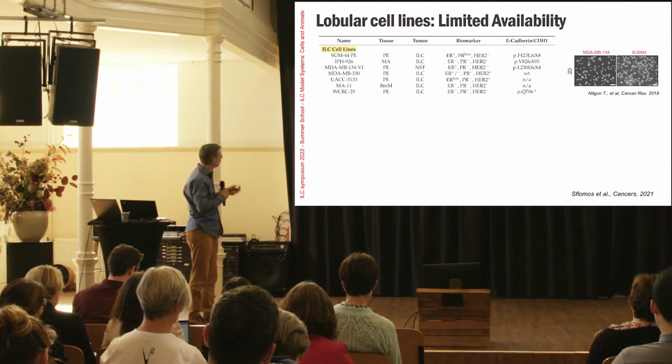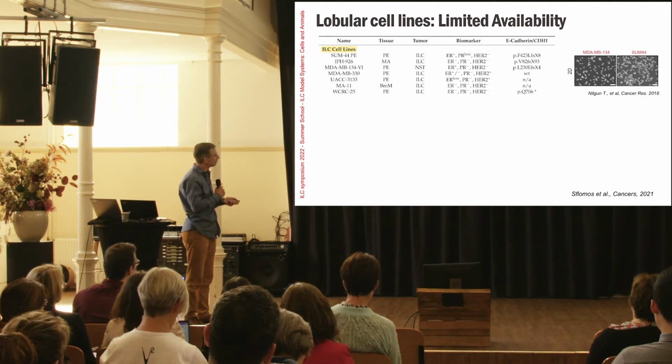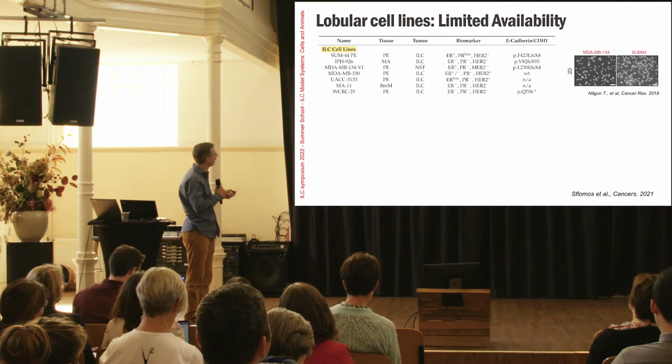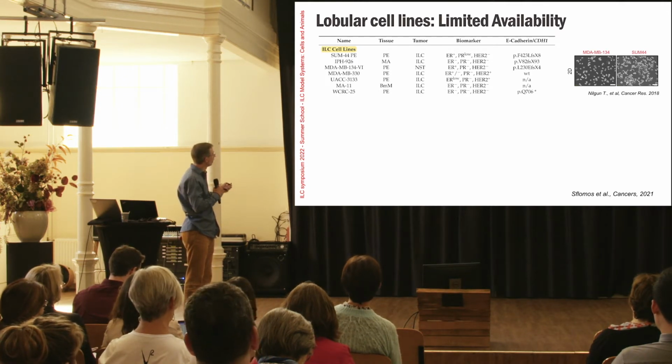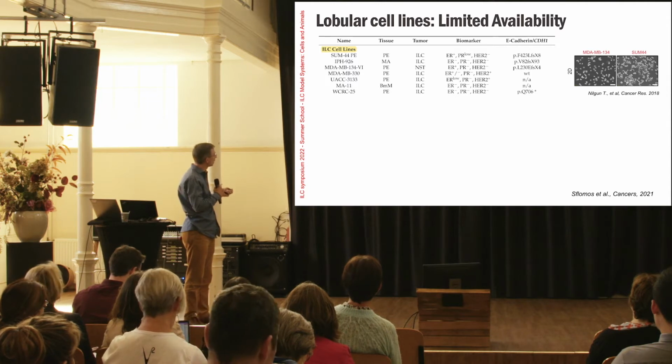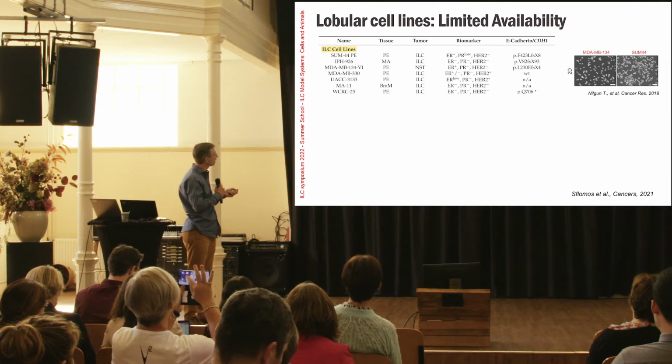This is from the review, the Atlas of models of breast cancer, that came out. That's really the most comprehensive summary of all these models. There are these lobular cell lines here, and it shows you what tumor they came from, what their receptor status is, and what their E-cadherin mutation is.